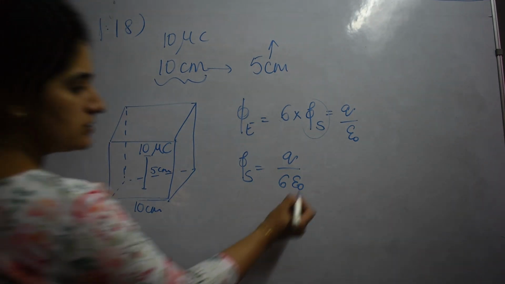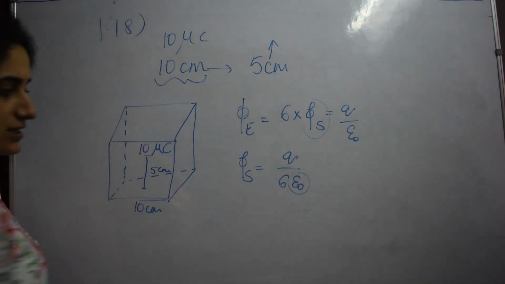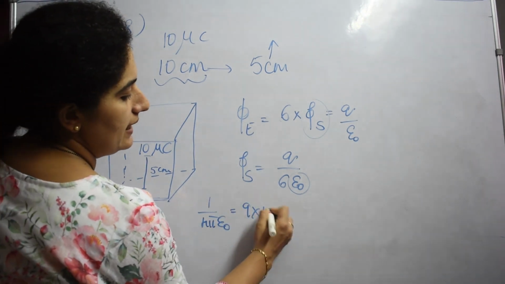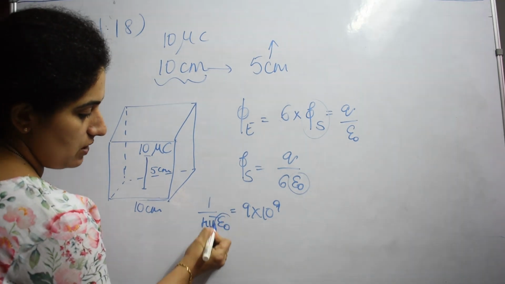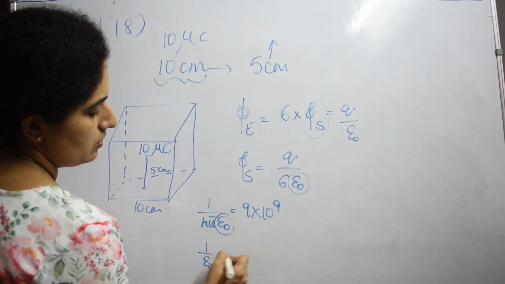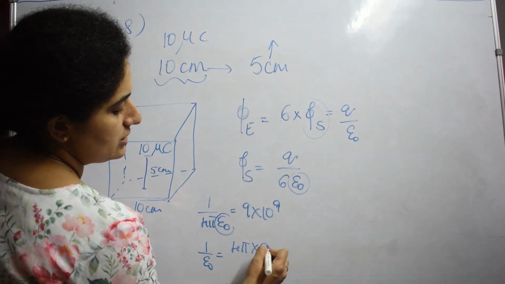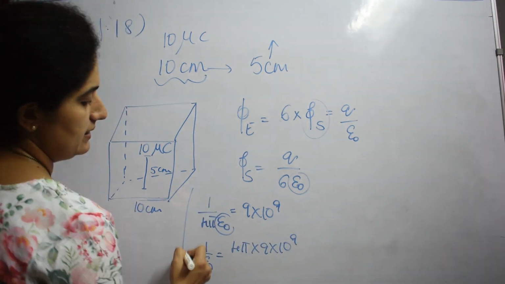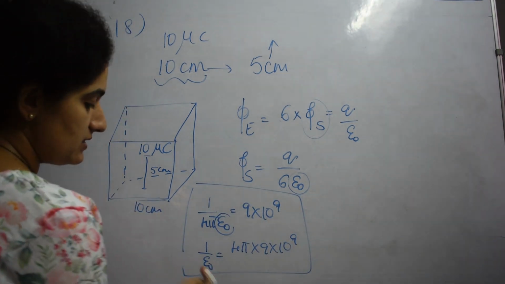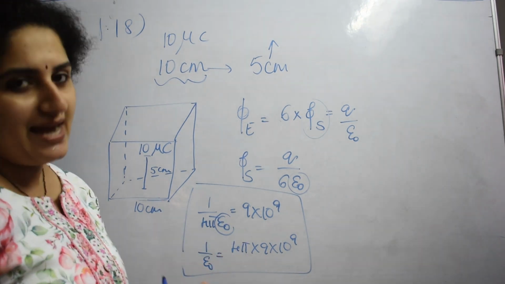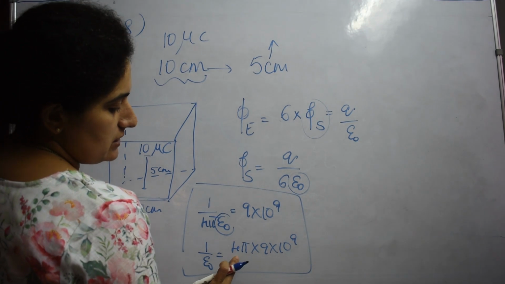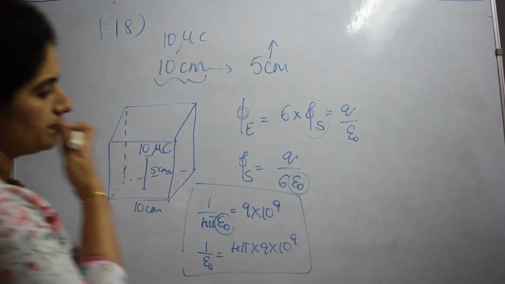Substitute each value. So for epsilon naught, what can you write? 1 by 4 pi epsilon naught is equal to 9 into 10 to the power 9. So 1 by epsilon naught will be equal to 4 pi into 9 into 10 to the power 9. Please remember this so that your calculation becomes easier. Otherwise you have to substitute epsilon naught as 8.854 into 10 to the power minus 12 and all. So it is 4 pi into 9 into 10 to the power 9.